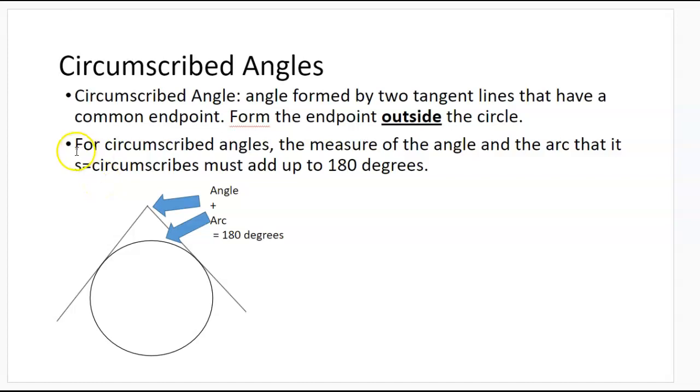And so this is a property of circumscribed angles. For circumscribed angles, the measure of the angle and the arc that it circumscribes must add up to 180 degrees. So it'd be the angle that the two tangent lines create plus the arc that is inside the two tangent lines. That has to add up to 180 degrees.